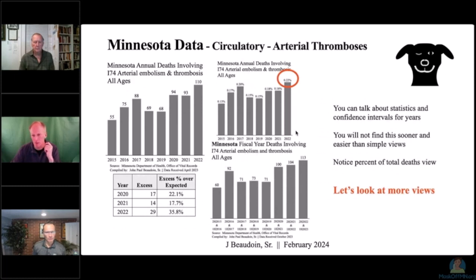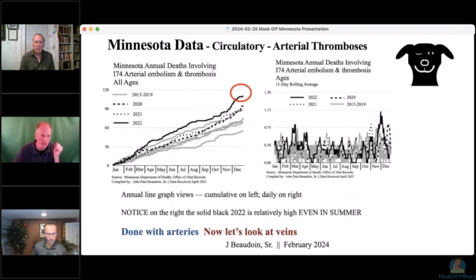Arterial thrombosis, so clots in your arteries, not your veins. You see in 2022 with all the boosters that there's an extra 43 people who died. We can look at more views. You see that it's higher.